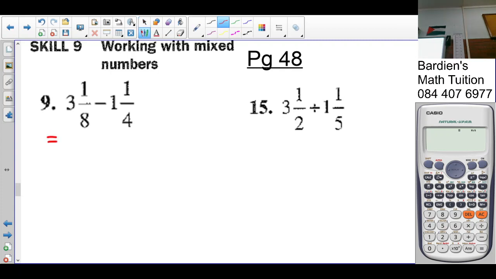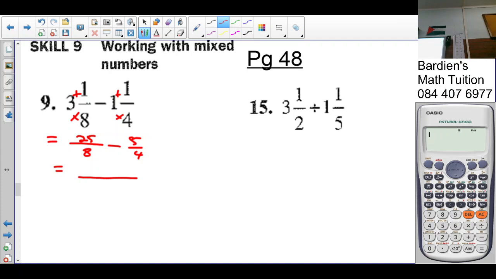Go for it, Michael. So what did you get? I got 25 over 8. Yes. And minus 5 over 7. Yes. What's your LCM? What did you take as your LCM? I didn't do the LCM. But what is your LCM? 32.